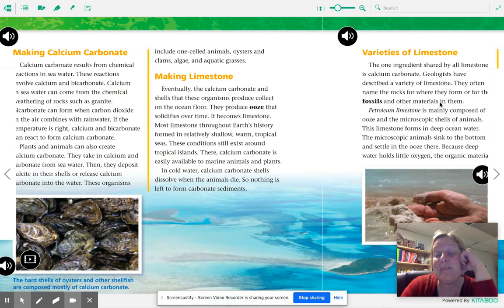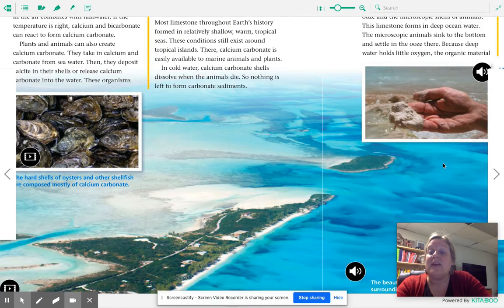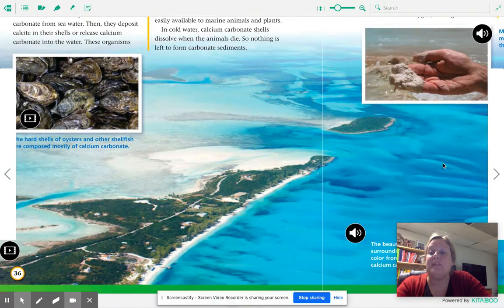The first type is petroleum limestone. It's mainly composed of ooze and the microscopic shells of animals. Microscopic meaning we can't see the shells, but that has the microscopic calcium carbonate. This limestone forms in deep ocean water, and the microscopic animals sink to the bottom and settle in the ooze there. Because deep water holds little oxygen, the organic materials stay there.